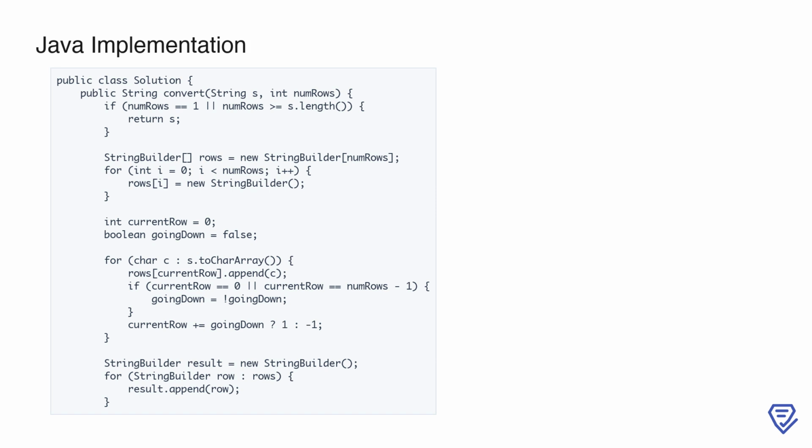After that, we iterate through each character in the string. For each character, we append it to the appropriate row in our StringBuilder array. If we are at the topmost or bottommost row, we toggle the goingDown variable to switch the direction. Then, we update currentRow accordingly, either incrementing or decrementing it based on the direction of movement.